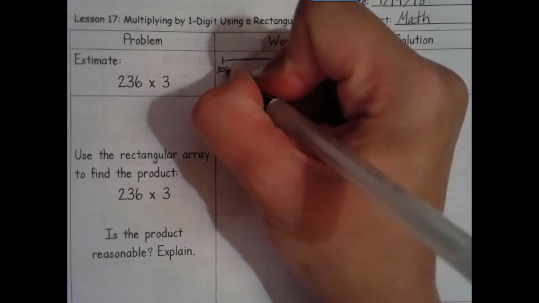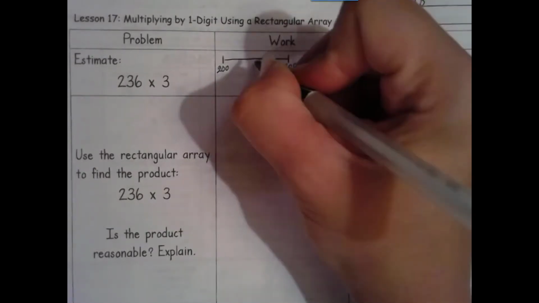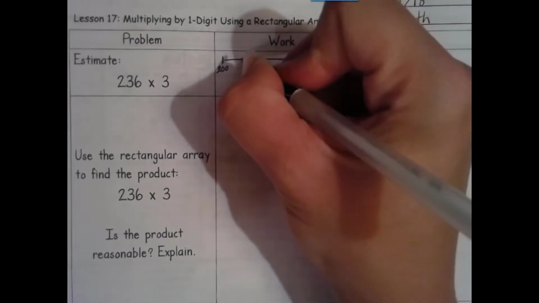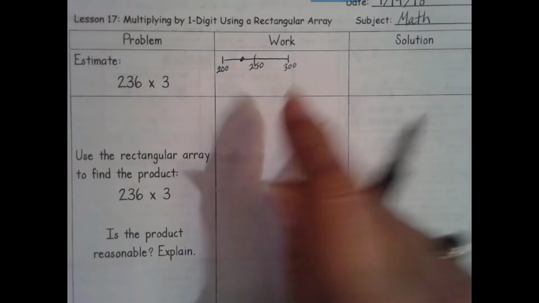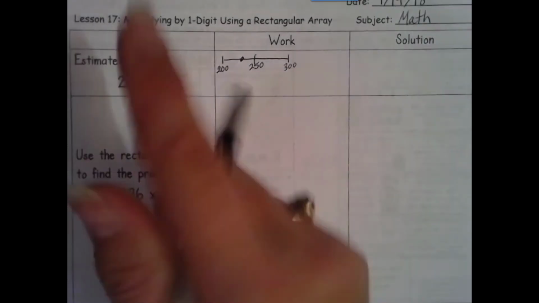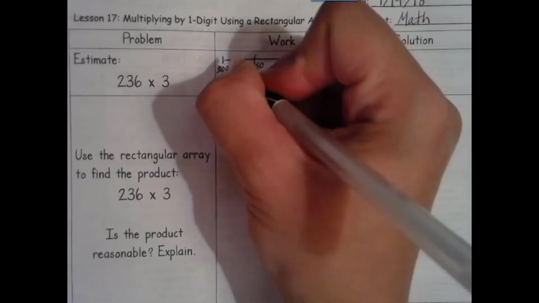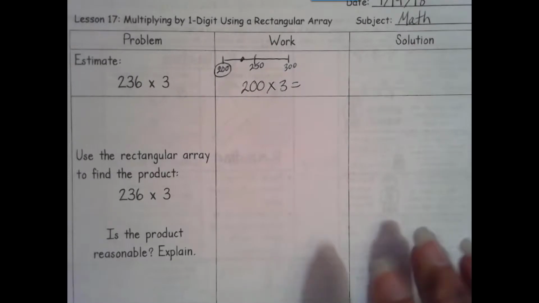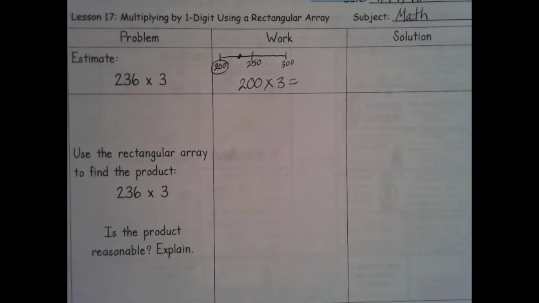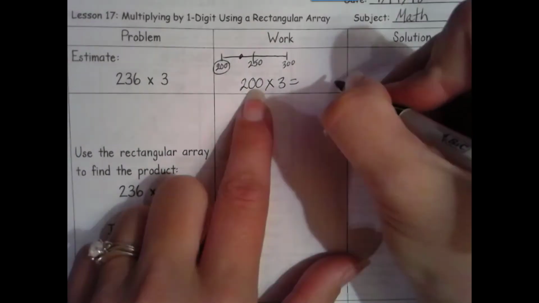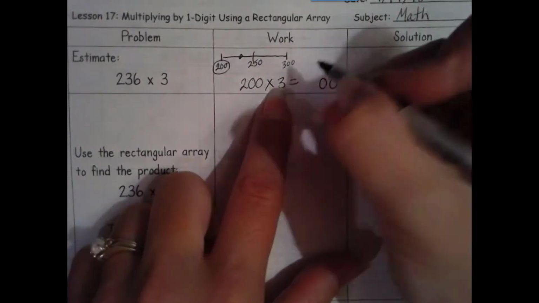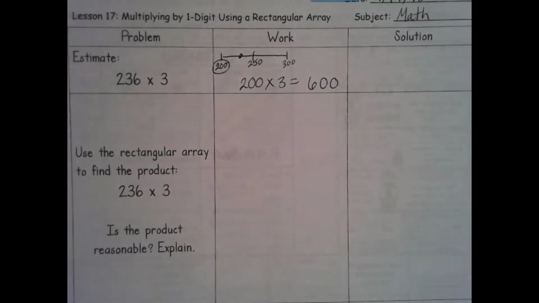It's between 200 and 300. We always round to our largest place there. Halfway is 250. 236 is about there, so it's closer to 200. 200 times 3. This you should be able to do mentally, because these two placeholders just move our number over 2 places. And then it's 2 times 3, which is 6. So 200 times 3 is 600.